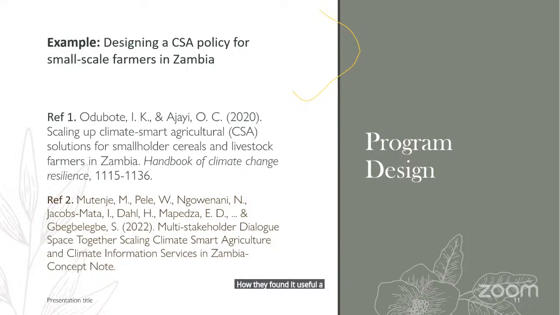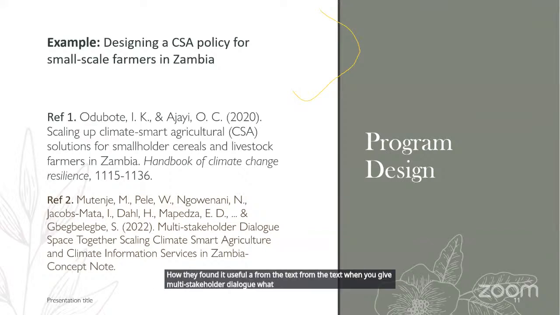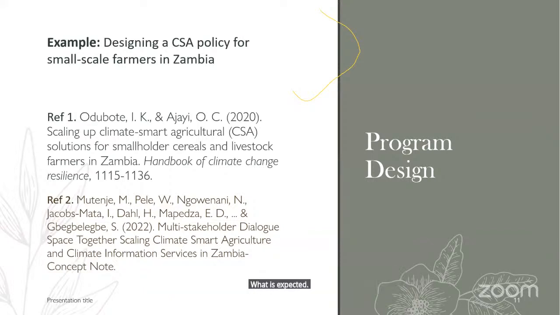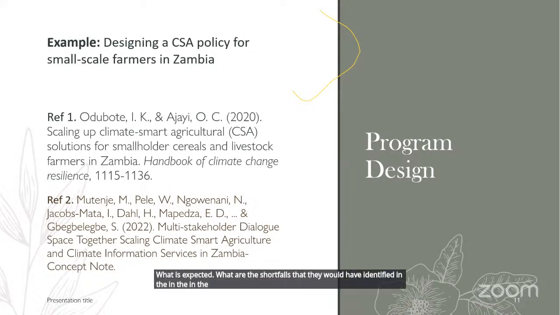from the text. When you have multi-stakeholder dialogue, what is involved? When you want to start, say, to scale up some climate smart agricultural solutions, what is expected? What are the shortfalls that they would have identified in the references that you would have given them.